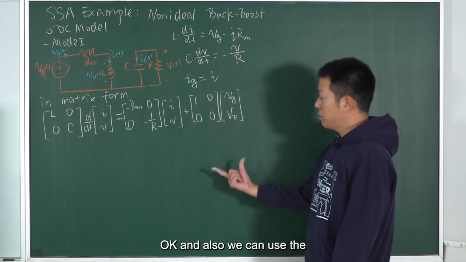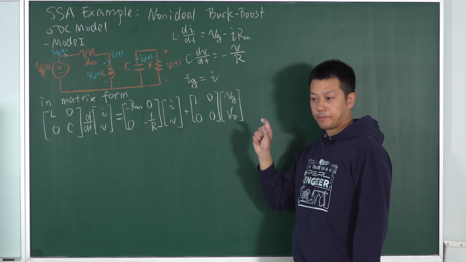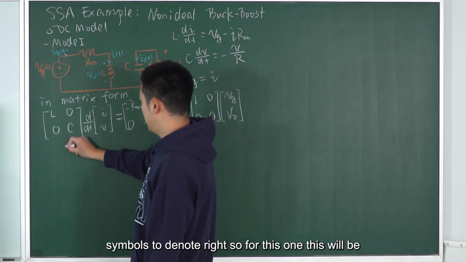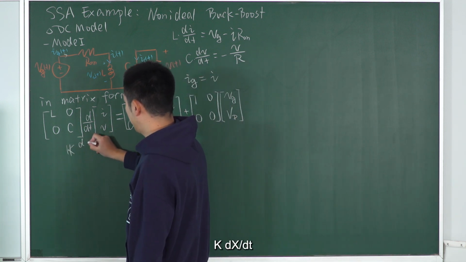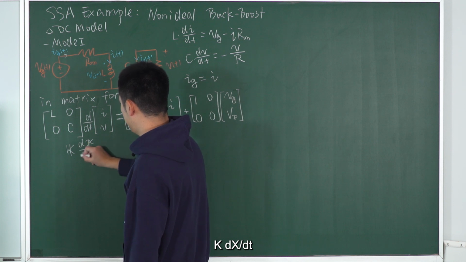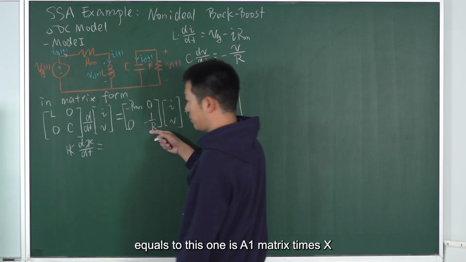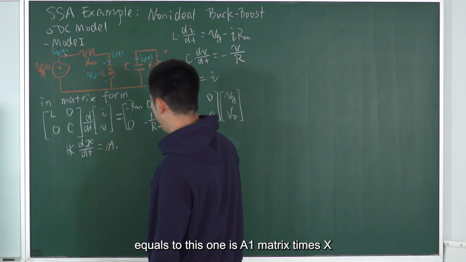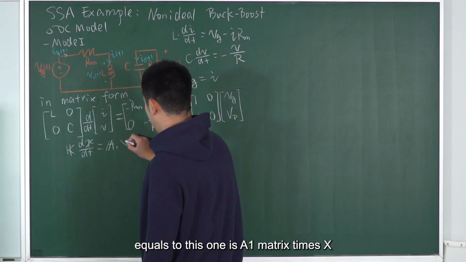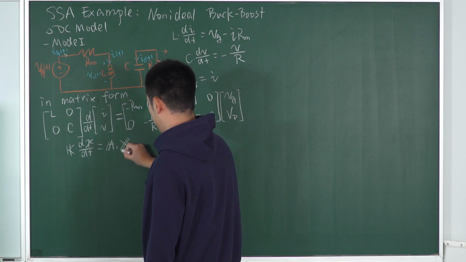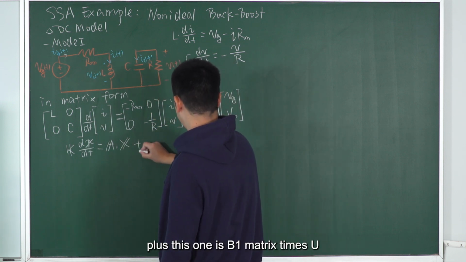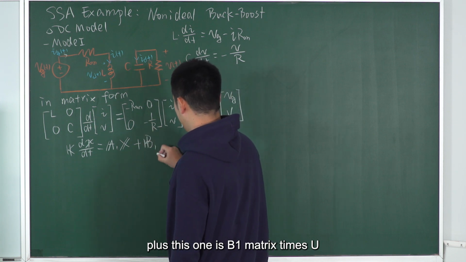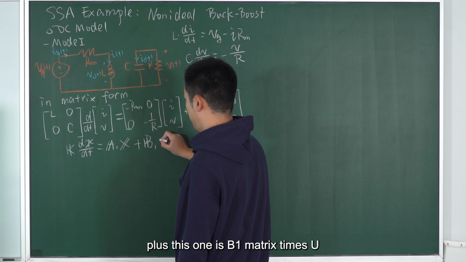Okay, and we can also use symbols to denote this. So this will be K derivative of x over dt equals, this one is the A1 matrix, times x, plus this one is the B1 matrix times u.